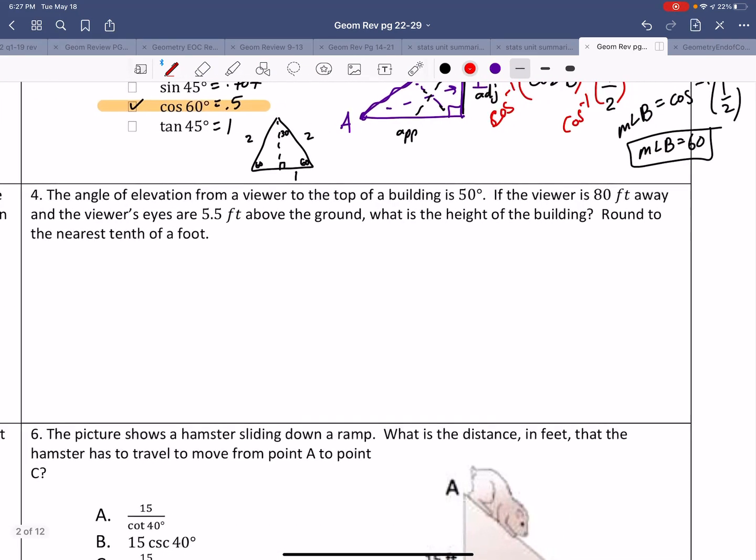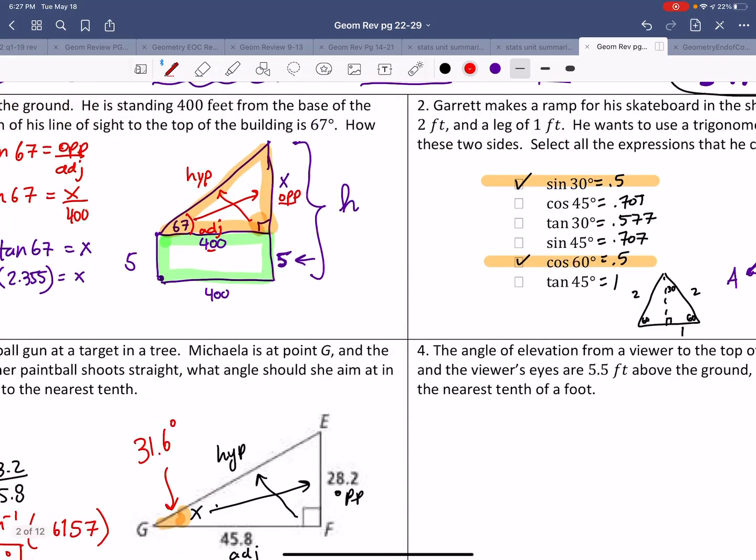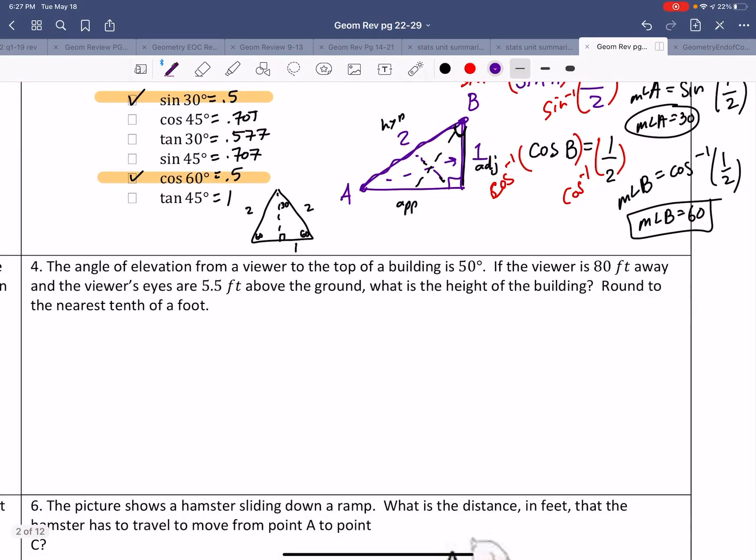Question 4. This one's pretty similar to our first question with Jack. The angle of elevation from a viewer to the top of a building is 50, and the viewer is 80 feet away.